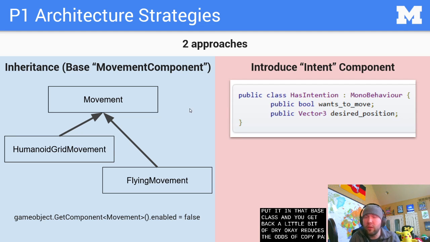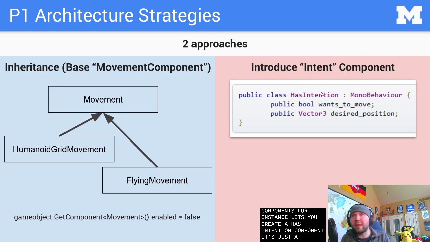Another thing that you can do is you can take the intent component approach. An intent component, for instance, let's say you create a HasIntention component. It's just a component that stores some control logic on it. It stores a variable, like a bool, wantsToMove. It stores a Vector3, desiredPosition. You can think of it like a brain, okay?